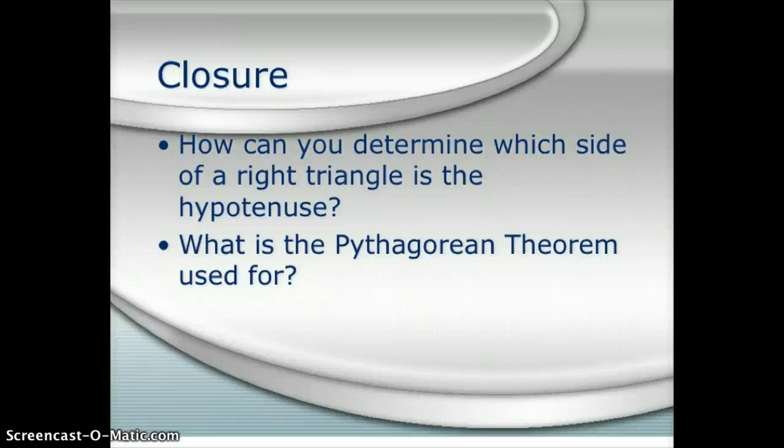Think about this as you're wrapping up. How can you determine which side of a right triangle is the hypotenuse? What two key things can happen there? And what is the Pythagorean theorem used for? I would love it if you could think not only what shape it is used for, but what might be some practical applications in real life for that. Come back tomorrow and tell me, and you'll get a chip.